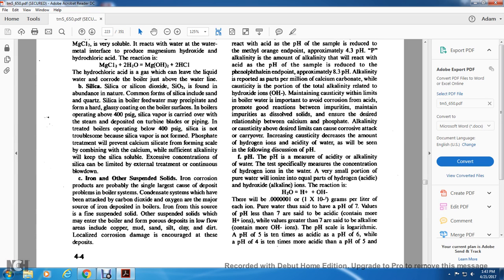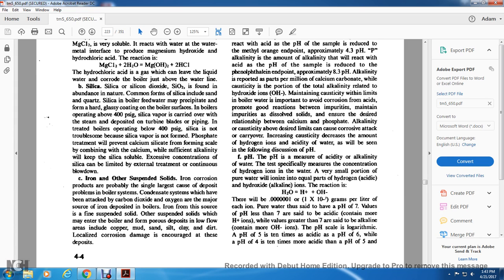There will be 1 times 10 to the negative 7 grams per liter of each ion. Pure water is thus said to have a pH of 7. Values of pH less than 7 are said to be acidic, containing more H+ ions, while values greater than 7 are said to be alkaline, containing more hydroxide.